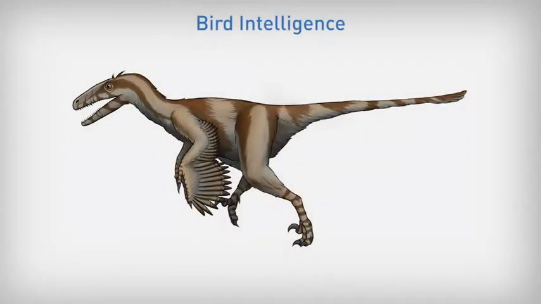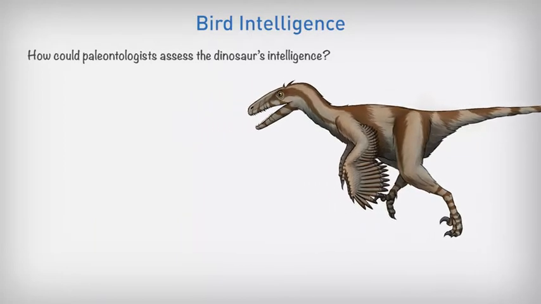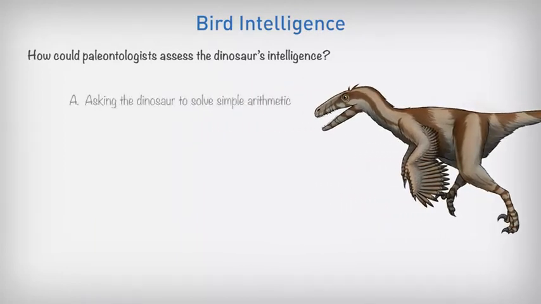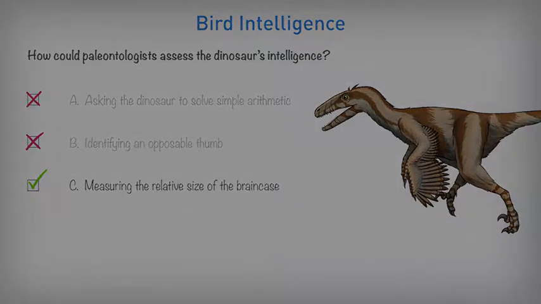Deinonychus also raised the bar for dinosaur intelligence. But how could paleontologists assess the dinosaur's intelligence? Was it by A, determining if the dinosaur could solve simple arithmetic, B, identifying an opposable thumb, or C, measuring the relative size of the brain case? Paleontologists can roughly estimate a dinosaur's intelligence by comparing the size of its brain case against its absolute body size. So C is the correct answer.